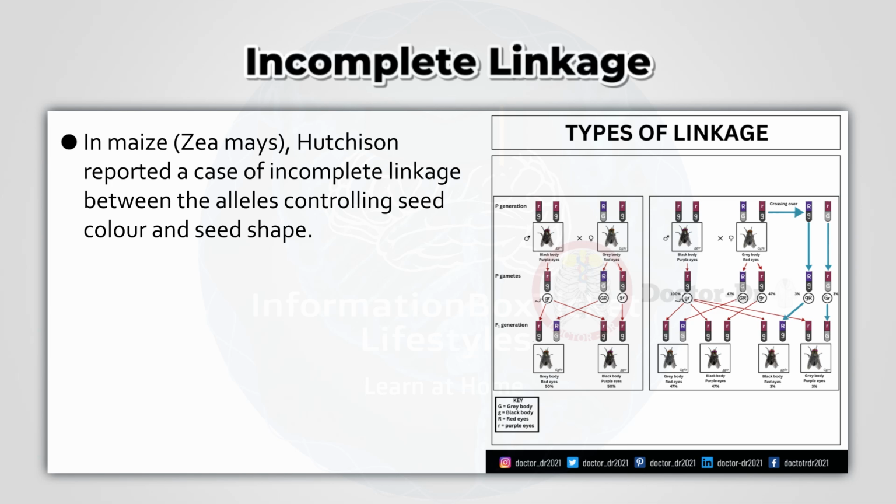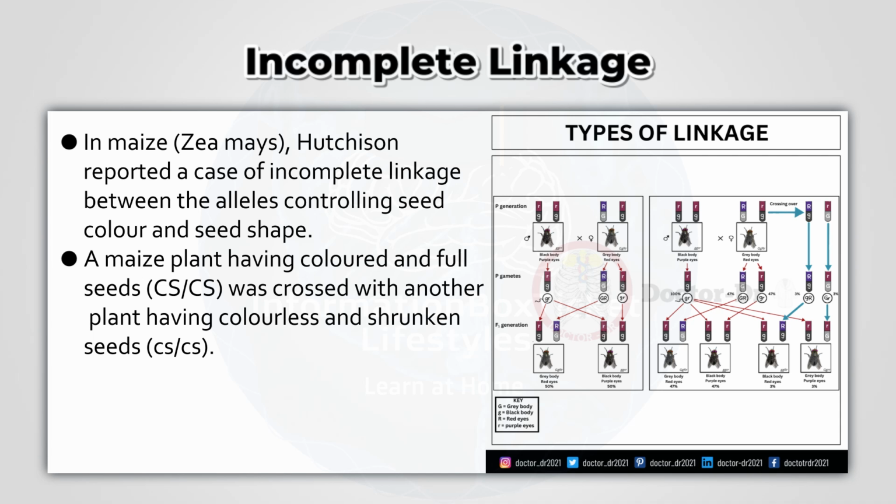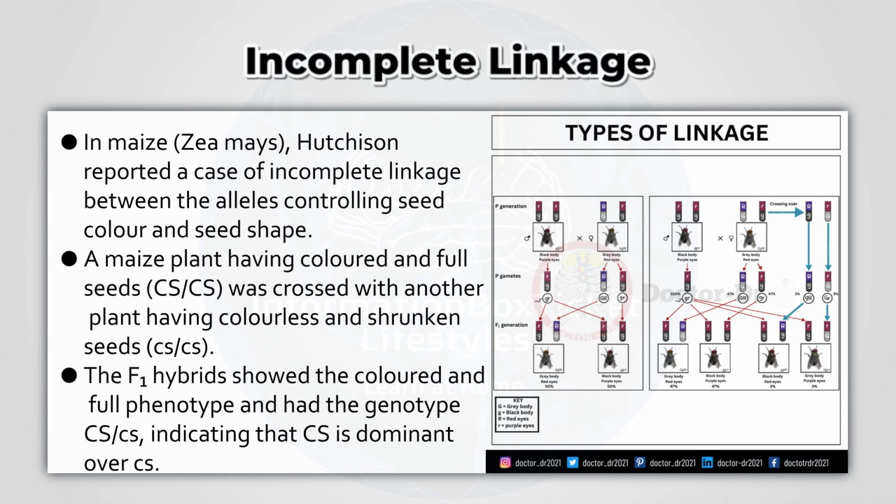In maize, Zea mays, Hutchison reported a case of incomplete linkage between the alleles controlling seed color and seed shape. A maize plant having colored and full seeds, CS/CS, was crossed with another plant having colorless and shrunken seeds, cs/cs. The F1 hybrids showed the colored and full phenotype and had the genotype CS/cs, indicating that C and S are dominant over c and s.